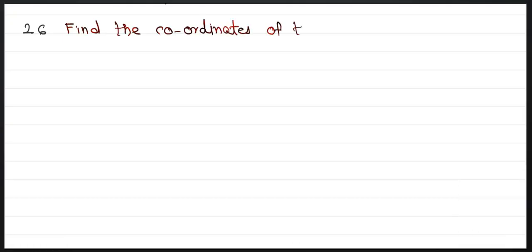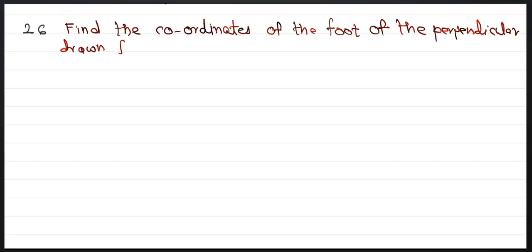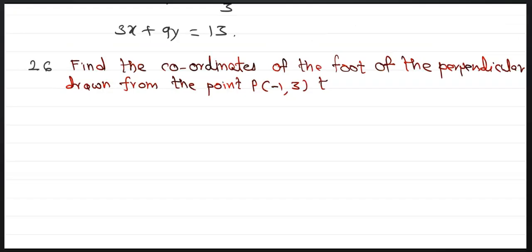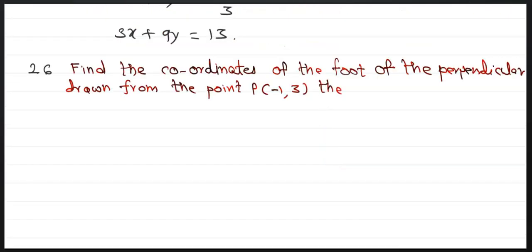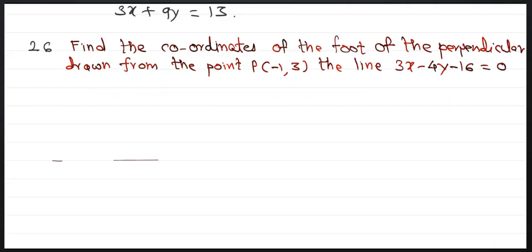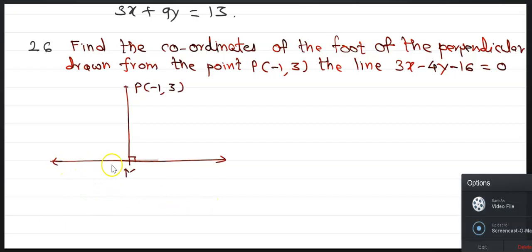Find the coordinates of the foot of perpendicular drawn from the point P(-1, 3) on the line 3x minus 4y minus 16 is equal to 0. Now this is the line 3x minus 4y minus 16. Now the perpendicular is drawn on this required line.